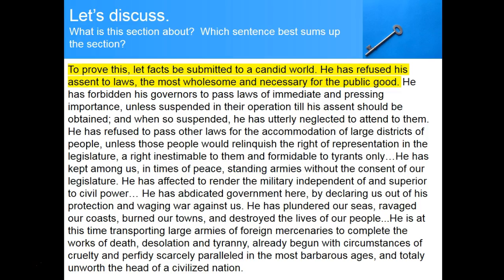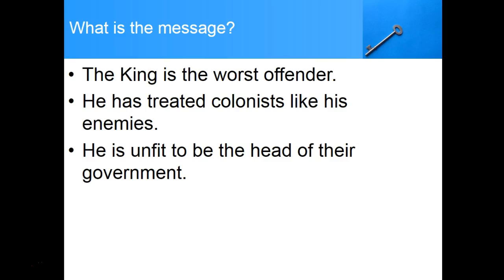So a good sentence from this to sum it up is, to prove this, let facts be submitted to a candid world. He has refused his assent to laws, the most wholesome and necessary for the public good. He is not doing what is best for the colonists, and everybody needs to see this. So what's the message here? Well, the king is the worst offender. He's treated the colonists like his enemies, and based upon how he has treated the colonists, how he has ignored their requests, he's unfit to be the head of their government. So this is just some information to help you work through the Declaration of Independence and what you will need to do when you write your extended constructed response.